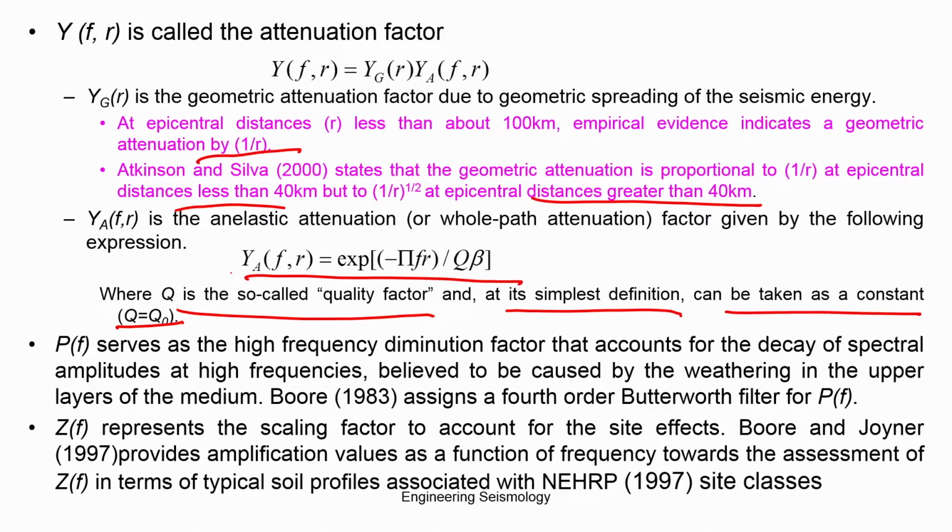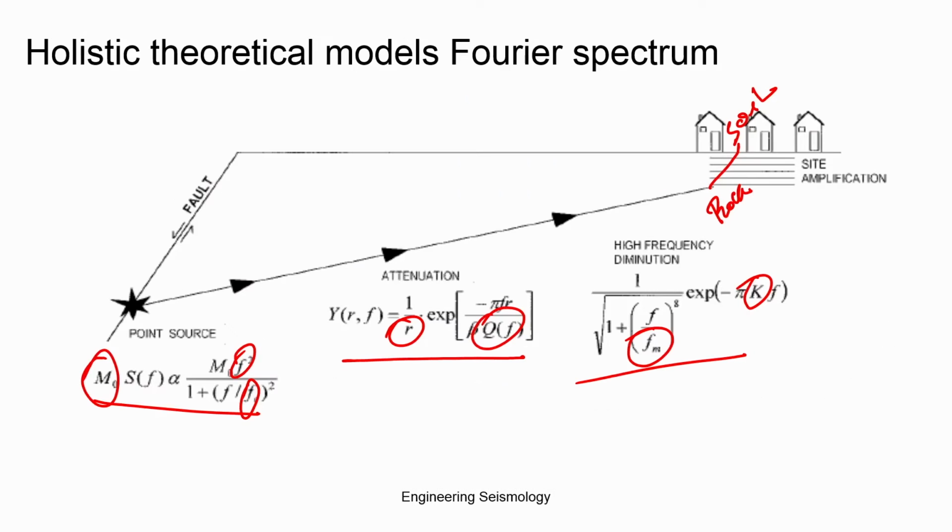The P(f) serves as a high frequency domination factor and accounts for the decay of spectral amplitude at high frequencies, believed to be caused by the weathering of the upper layer of the medium. Boore 1983 assigned a 4th order Butterworth filter to find P(f). Z(f) is a scaling factor to account for the site effect. Boore and Joyner provided amplification values as a function of frequency towards assessment of Z(f) and typical soil parameters associated with the NEHRP classifications. So, this is the way a theoretical model is defined.